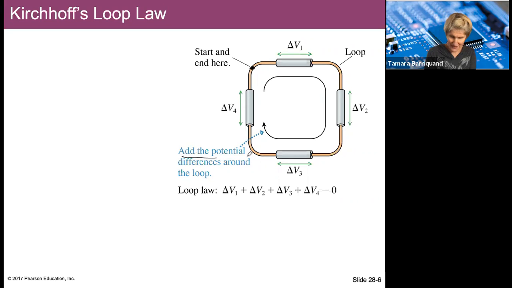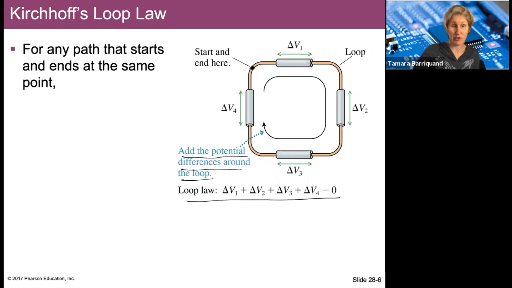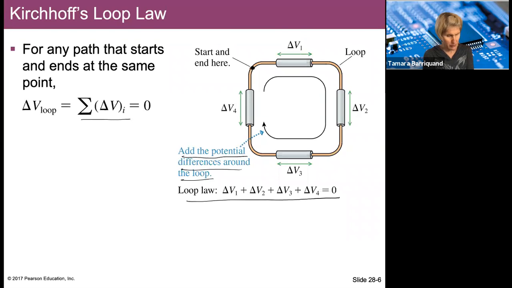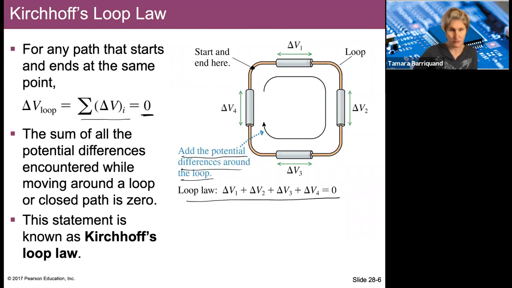So we're going to add the potential differences around the loop, and we see that all those potential differences must equal zero. So in words, for any path that starts and ends at the same point, the sum of the differences in potentials over the whole loop must equal zero. So the sum of all the potential differences encountered while moving around a loop or closed path is zero. This statement is known as Kirchhoff's loop law.